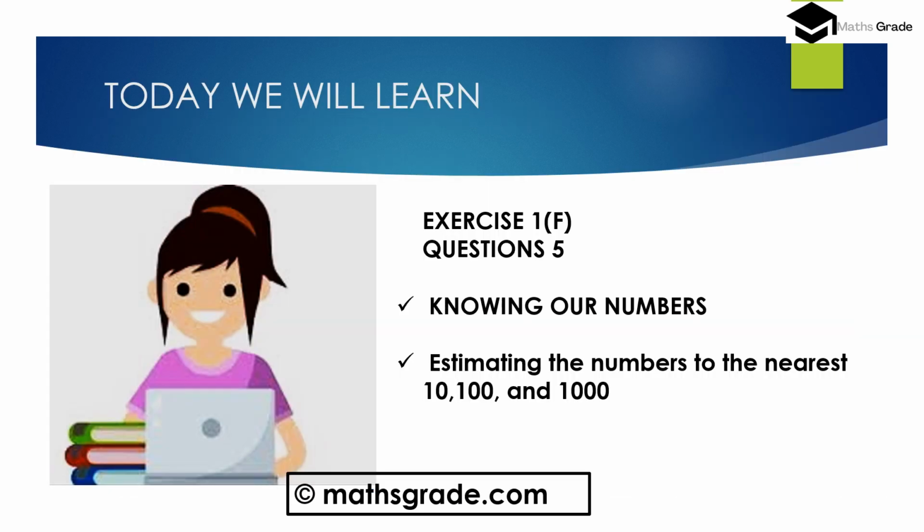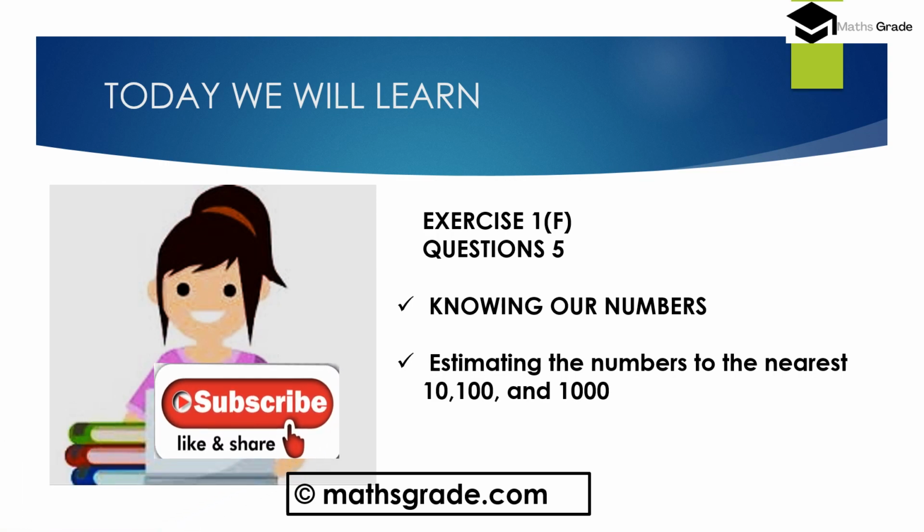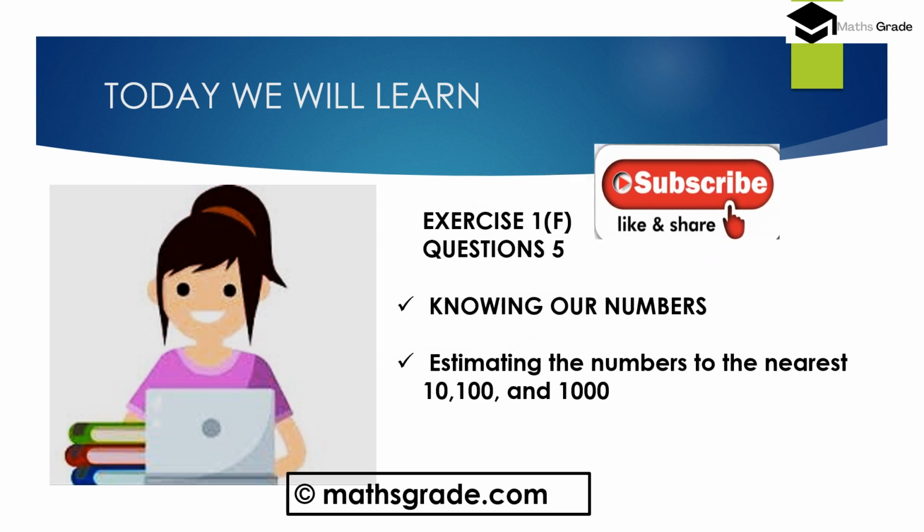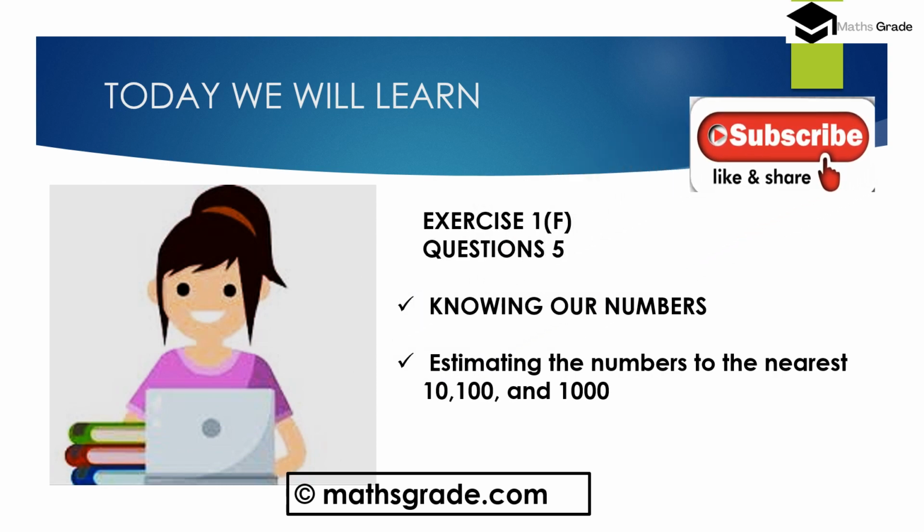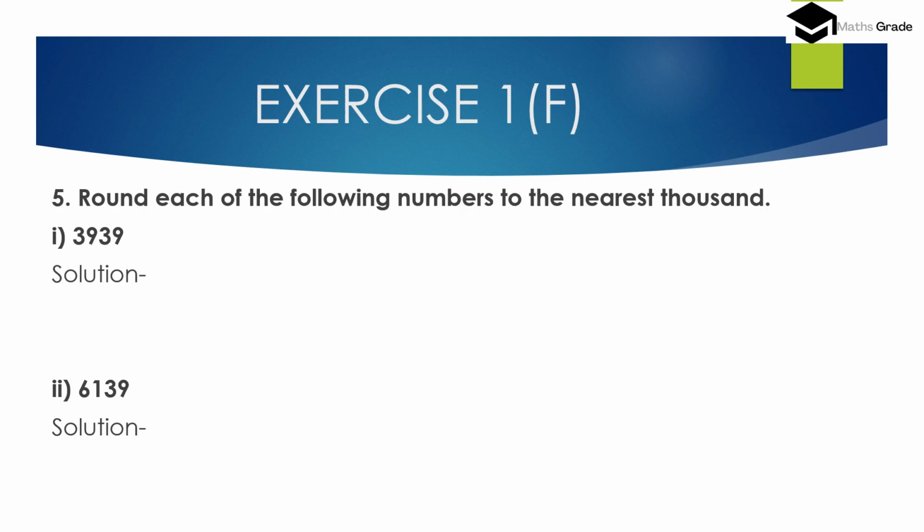Today we will learn and solve exercise 1F questions 1 to 7 of chapter 1. Chapter name is Knowing Our Numbers and topic is estimating the numbers to the nearest 10, 100 and 1000. Let's solve some questions. Now question number 5. Round each of the following numbers to the nearest 1000.